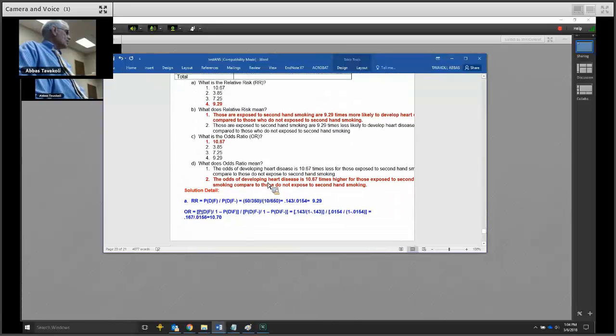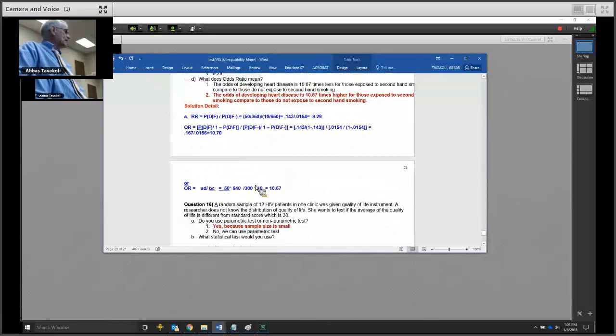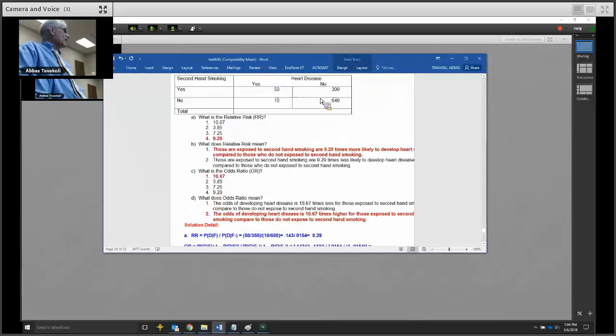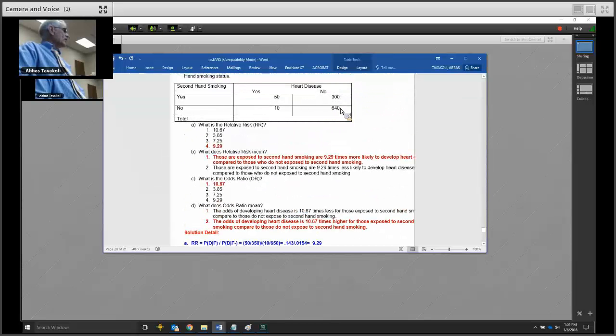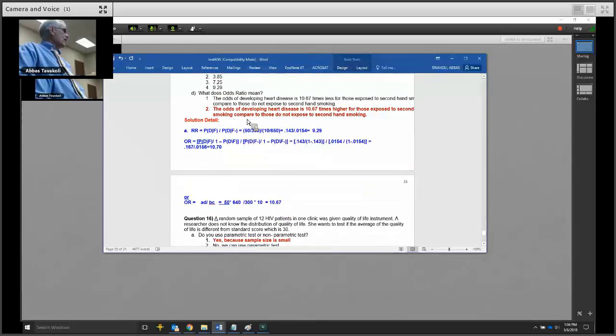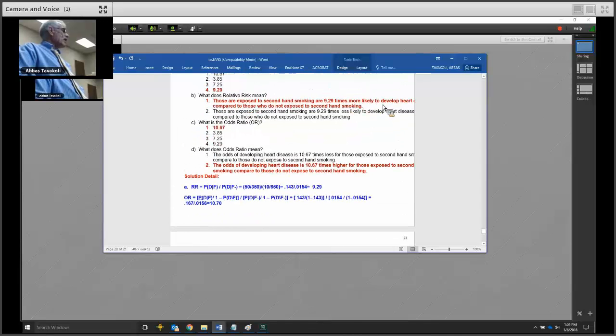And for the odds ratio, again, you can use the formula AD over BC. This is your A, B, C, D: 50 times 640 divided by 300 times 10 gives you 10.67. That means the odds of developing disease is 10.67 times higher for those exposed to secondhand smoking compared to not exposed. Again, for relative risk, you go from exposure to condition. For odds ratio, you go from the condition to exposure.